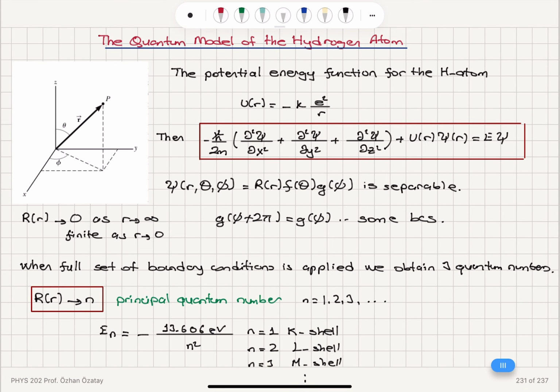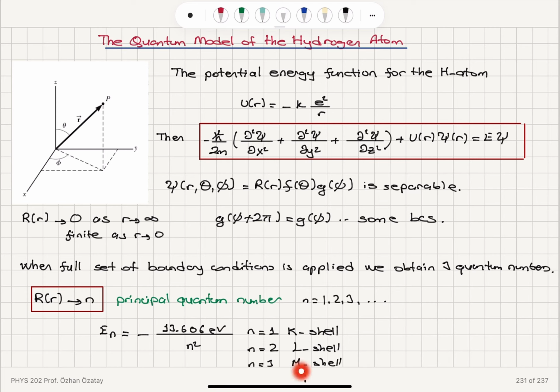solving the Schrödinger equation for the hydrogen atom, considering the Coulomb potential of the electron due to the existence of the proton at the nucleus, we find a radial solution, azimuthal solution, and polar solution. The solution is separable, and applying the proper boundary conditions such as the radial function should go to 0 as r goes to infinity, finite as r goes to 0, it should be periodic with phi, etc. We obtain three quantum numbers and the principal quantum number from the radial solution, which gives us the energy levels minus 13.606 over n squared.